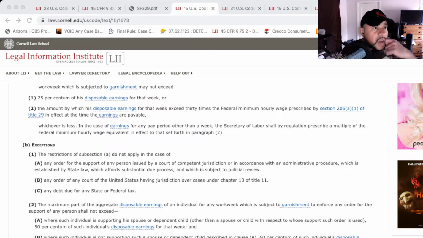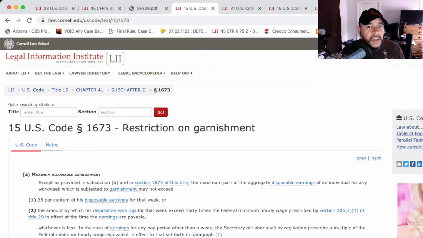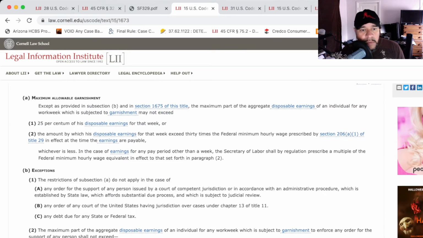And from here, now we're looking at, I just want to show you what it is I'm looking at here. So this is 15 USC code 1673, the restriction on garnishment. We're looking at number B, right? It needs to follow everything. So the rules here are if you're afforded substantial due process, subject to a judicial review. Okay? So this is basically outlining that all the rules need to be followed.